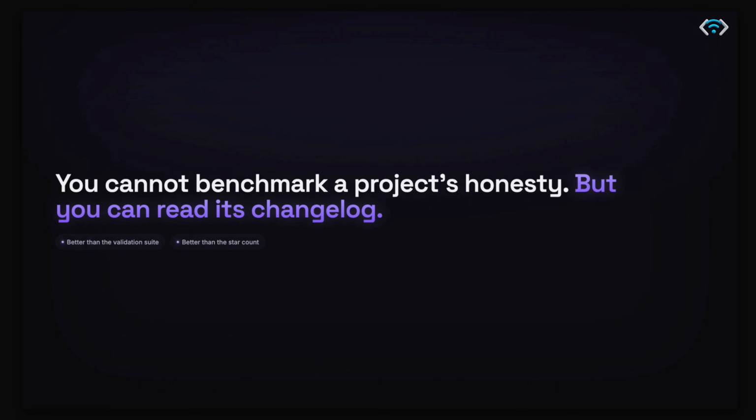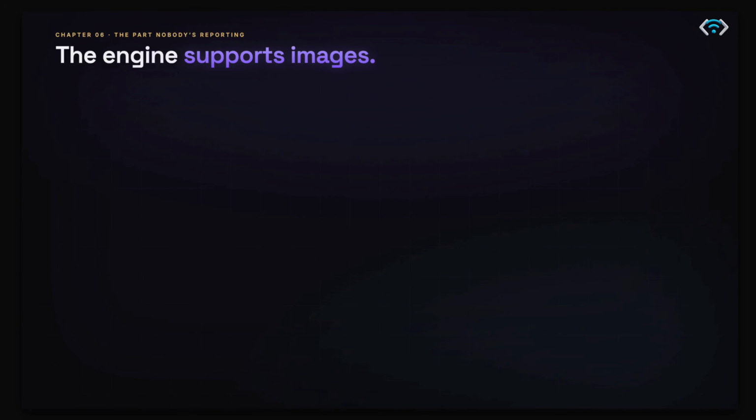The central discipline of this project is, don't trust caches you don't control. And when they discovered their own ruler had been fooled by exactly that, they said so publicly the same day. You cannot benchmark a project's honesty, but you can read its changelog. And this one is the best signal of trustworthiness I've found in this repository, better than the validation suite, better than the star count, better than anything in the README.